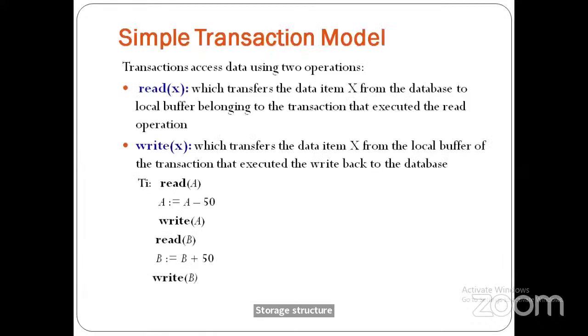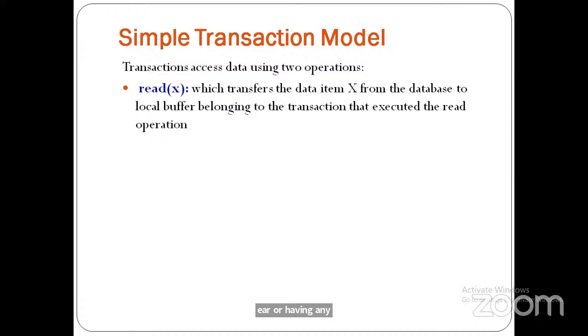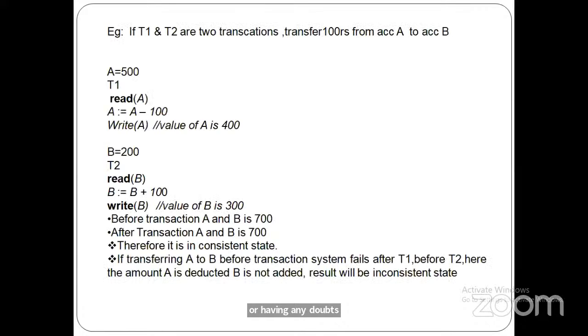Storage structure I'll explain tomorrow. So up to this, is it clear or do you have any doubts? Today I have explained about transactions, normalization and data anomalies, and schema refinement.